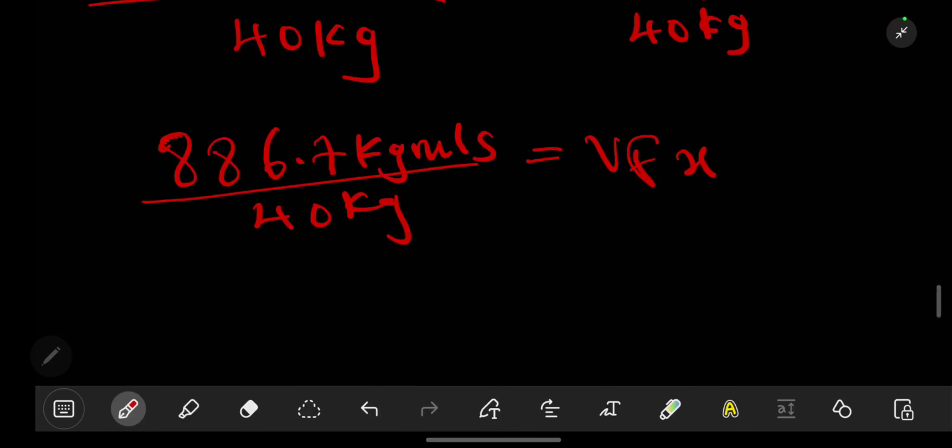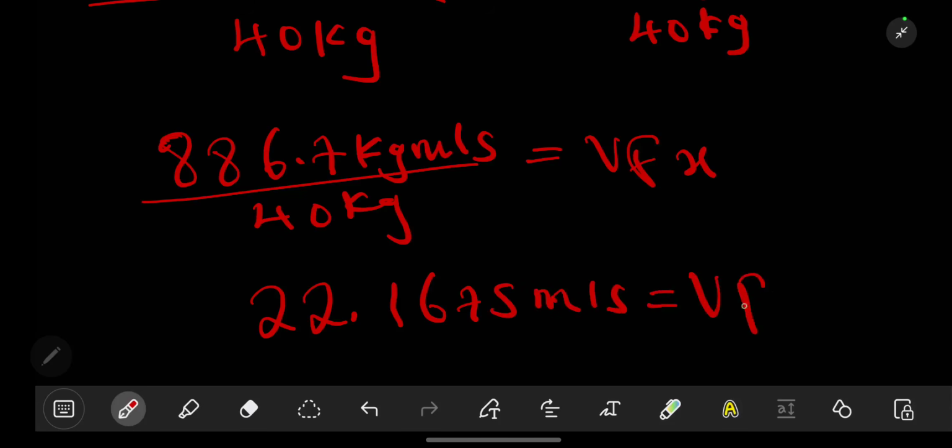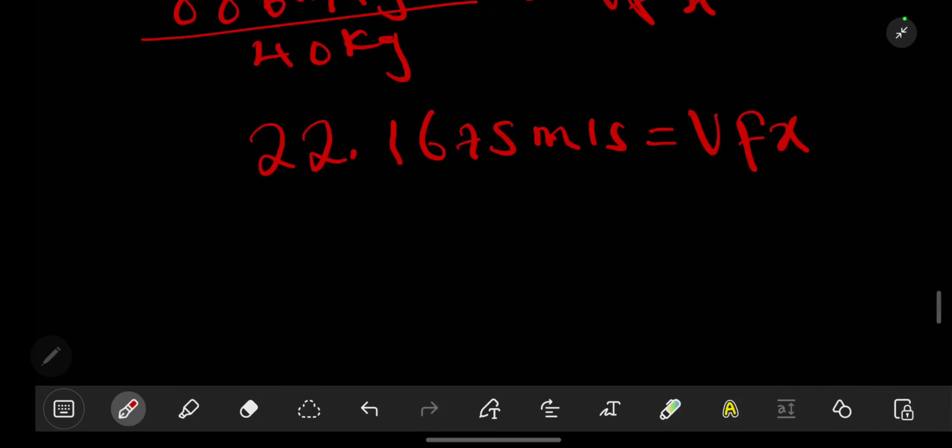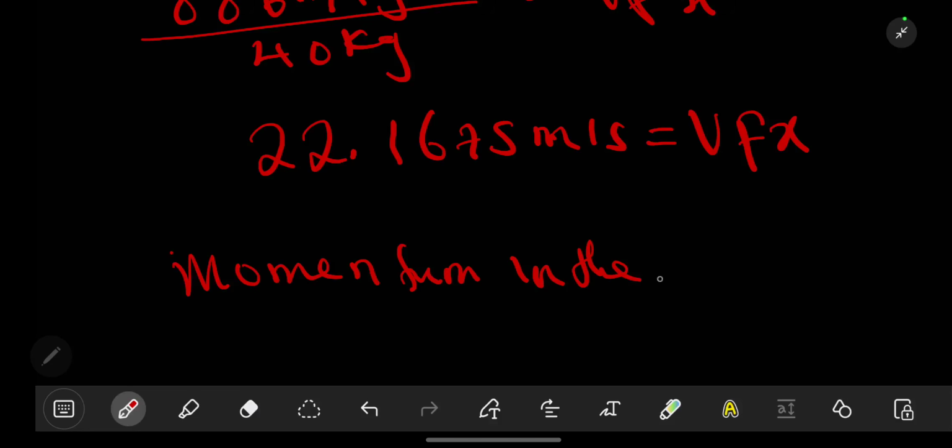So our velocity in the x, we are going to have 22.1675 meters per second. So that is the velocity in the x. Then from there, we are going to go to our momentum, because momentum is both in the x and the y. Momentum in the y.